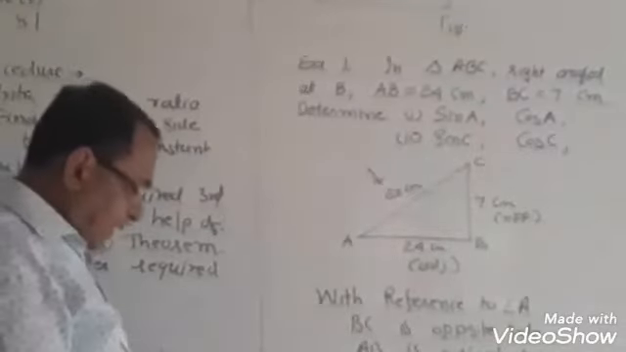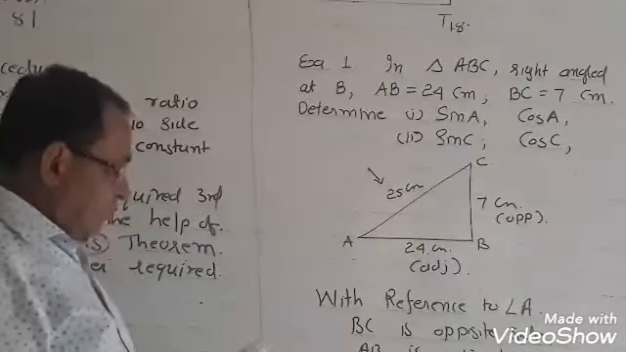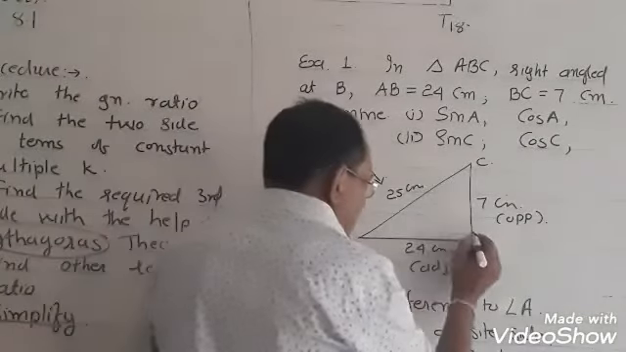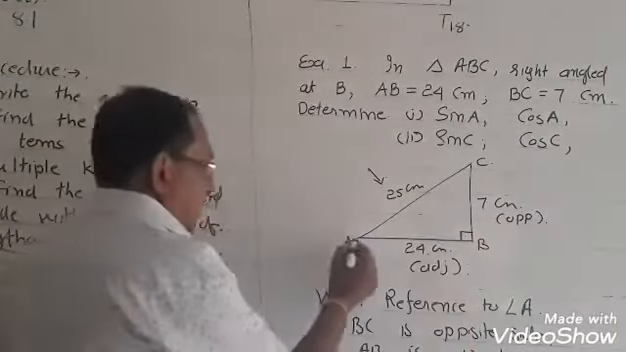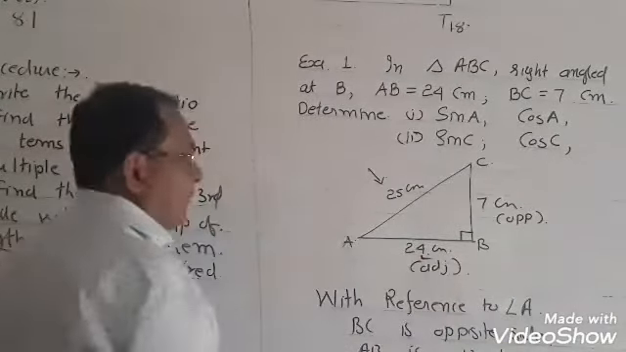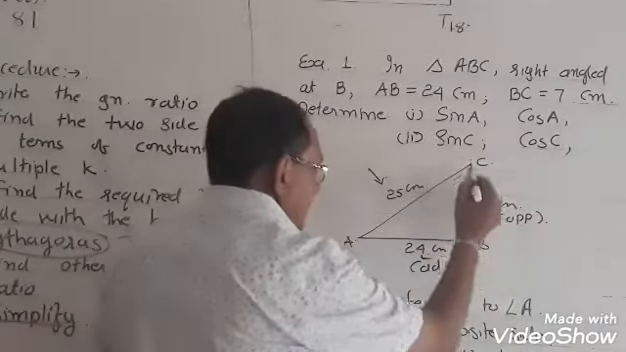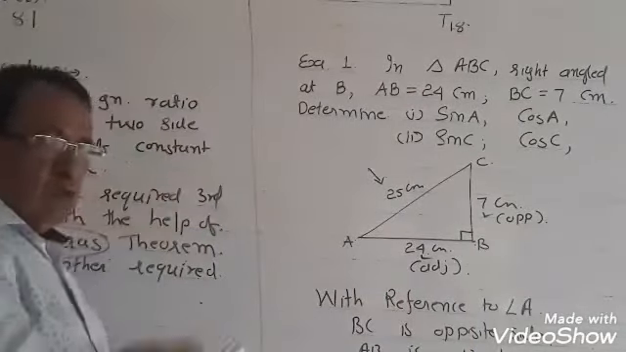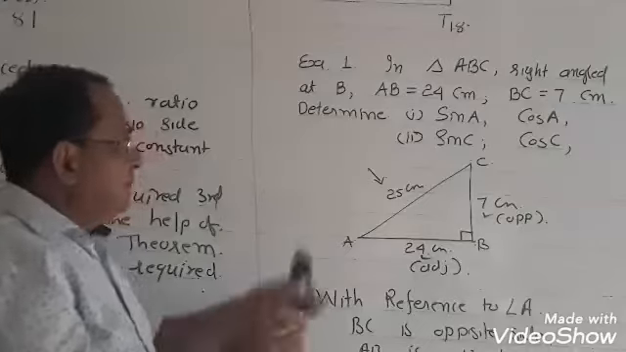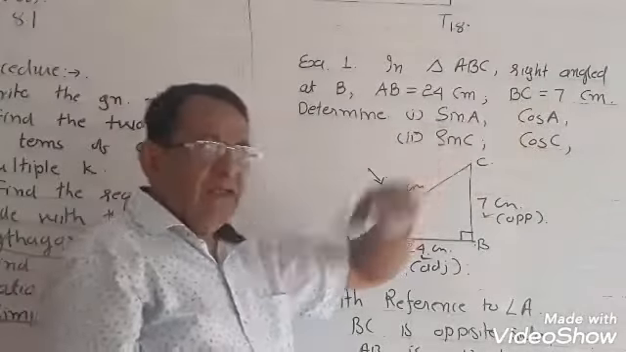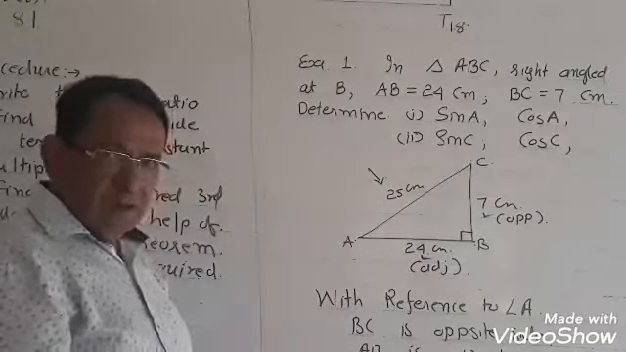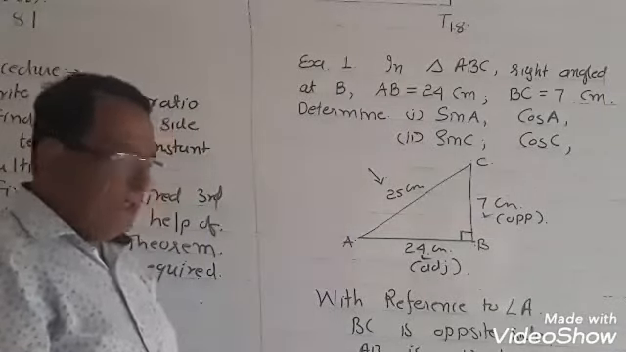So in triangle ABC, I have drawn here B is right angle. AB is 24 centimeter, BC is 7 centimeter. Two sides are found. Sir, you said the ratio will be given. Sometimes they will be given directly as sides. Then it becomes easier for us, we don't even need to take the constant multiple.